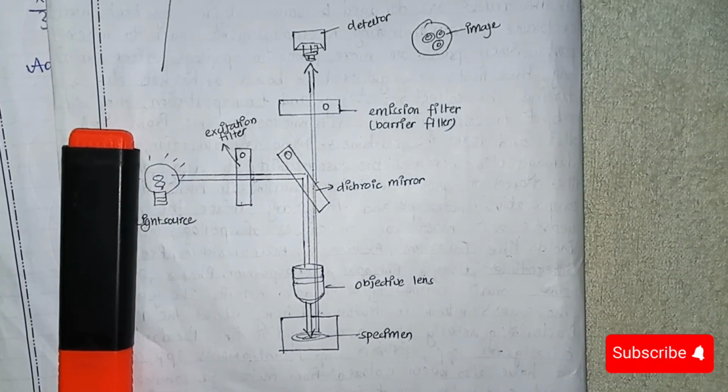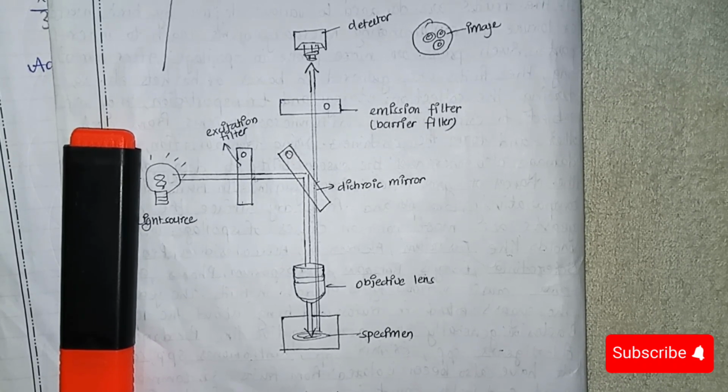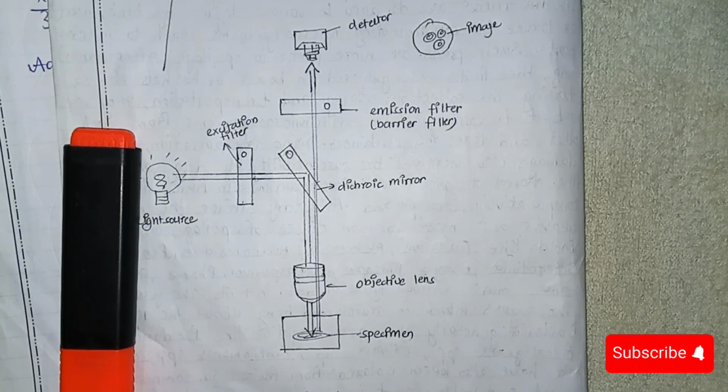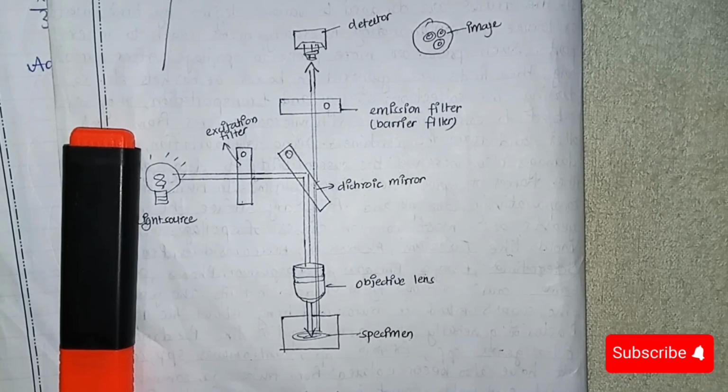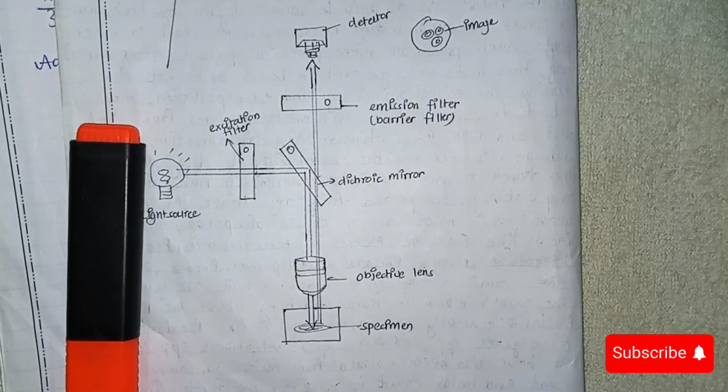Hello guys, today we are going to study about fluorescence microscope. Here we will study what is fluorescence microscope, what kind of dyes are used in fluorescence microscope and how does it work, and what is the principle of fluorescence microscope and its applications, where it is used, its advantage and disadvantage. First of all, we will study what is fluorescence microscope.